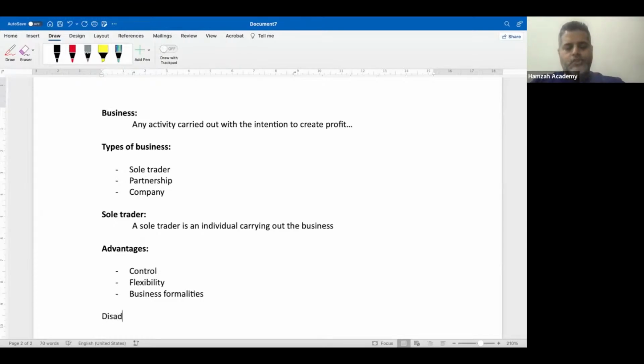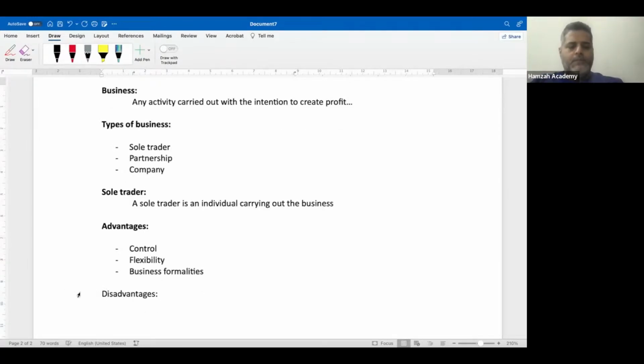Then we have certain disadvantages as well. Now, if I talk about the disadvantages, as a sole trader we have an unlimited liability, right? Unlimited liability means that if our business fails or something, we are going to be liable for that, and then obviously we will have to compensate for the loss, or we will have to pay off the liabilities of the business, whatever they are, from our own pocket as well, right?